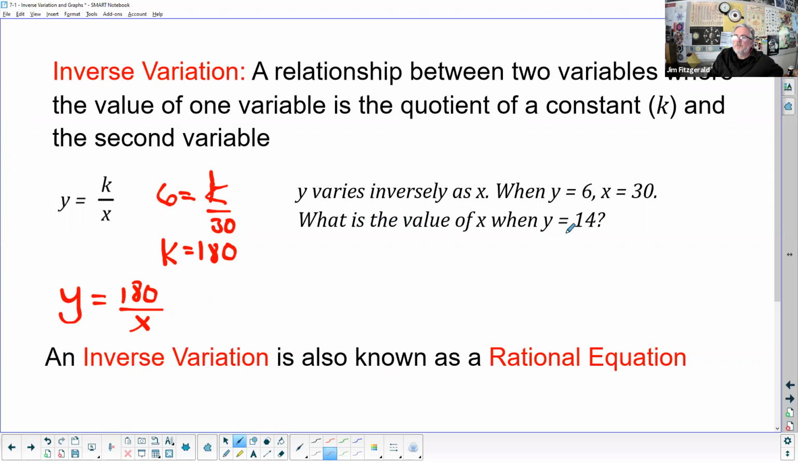And then they ask me something else here. They say, what's the value of x when y is 14? And so now I can just plug in y is 14. And I can solve this equation. I can multiply both sides by x. I'd have 14x is equal to 180. Divide both sides by 14, and I get x is 180 over 14, which would be 90 over 7.